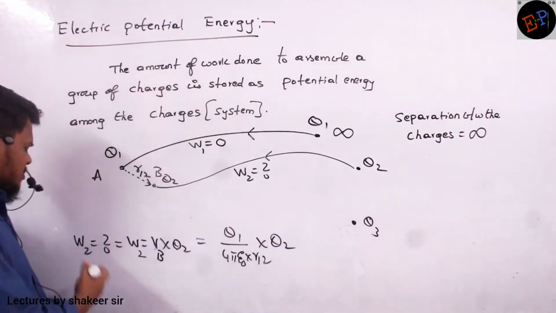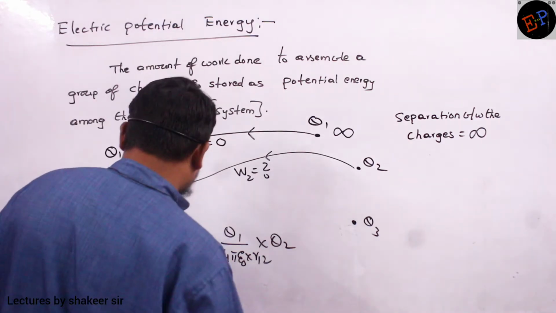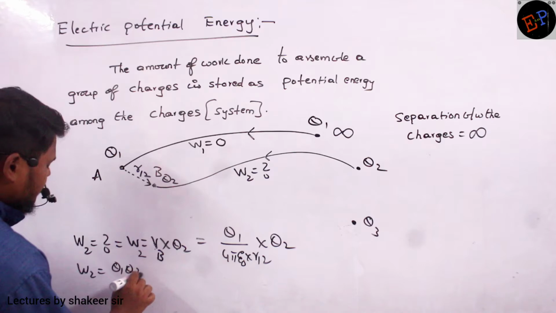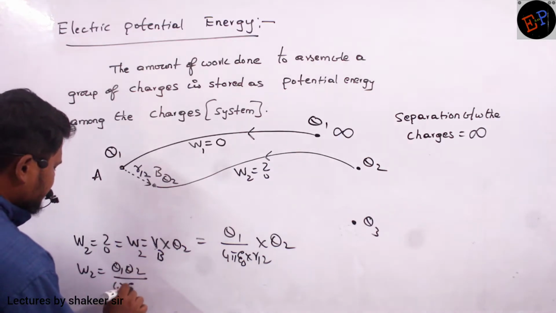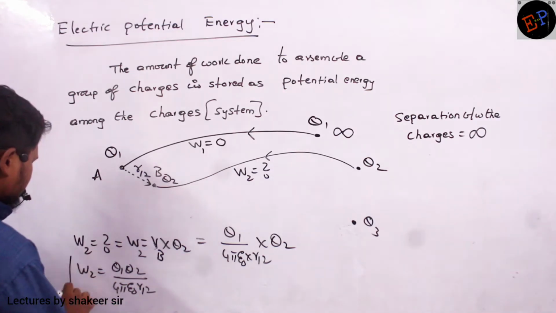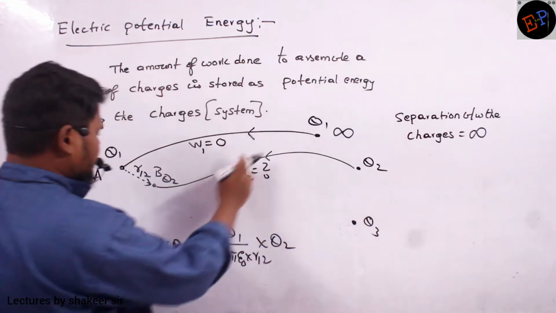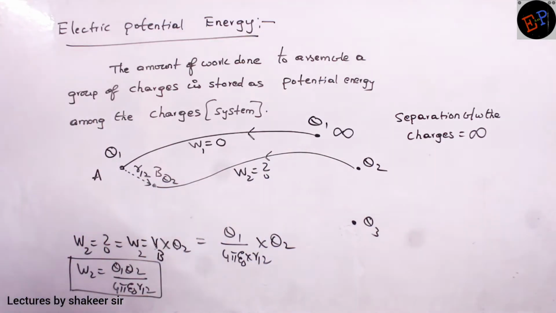So what is the total amount of work done? Total amount of work done W2 is equal to Q1 Q2 divided by 4 pi epsilon naught into R12. So this is the amount of work done to shift a second charge from infinity to point B. Is it clear? Okay.